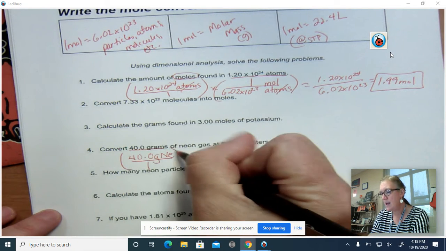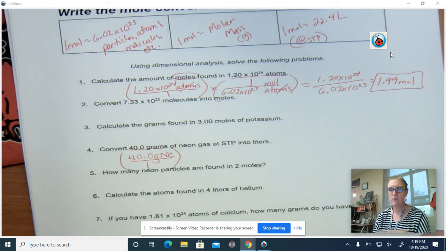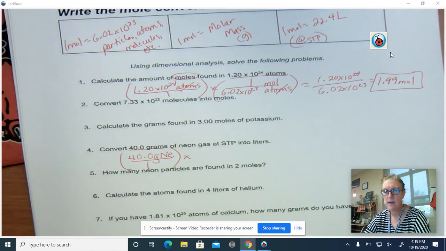And it doesn't have a unit on the bottom. It's just 40 grams, right? So there's no grams per liter or anything. It's just 40 grams. So over 1 times, I need a conversion factor, okay?